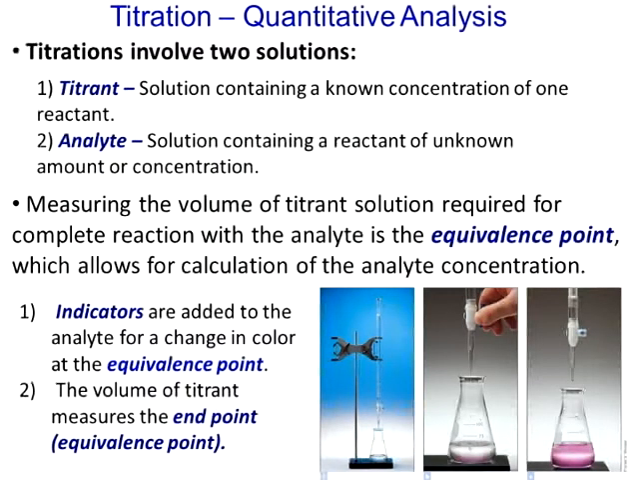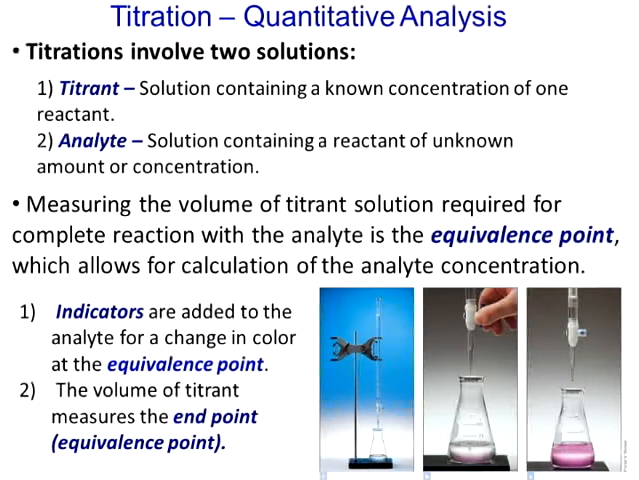A type of neutralization reaction that is carried out in what is called quantitative analysis is titration. So what is a titration? A titration involves two solutions. One solution is called a titrant. That solution contains a known concentration of one of the reactants. The other is an analyte. That solution contains a reactant of an unknown amount or concentration. And the goal of the titration is to determine the unknown amount.